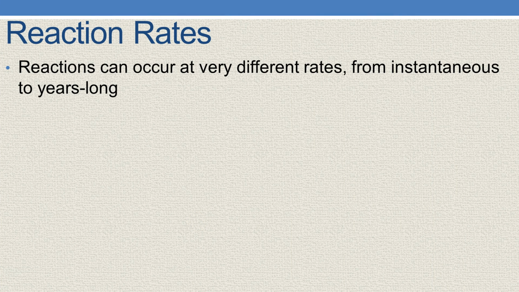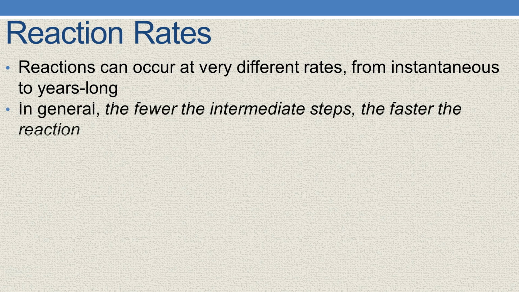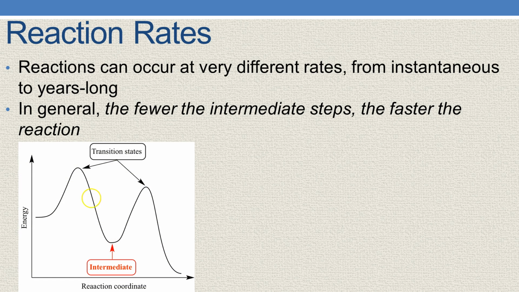Reactions can also occur at very different rates. Some reactions are nearly instantaneous, others can be literally years long. That's how long it would take for them to react under suboptimal conditions. In general, however, as a rule of thumb, the fewer the number of intermediate steps, all those little things jumping around, the faster the reaction is going to take place.